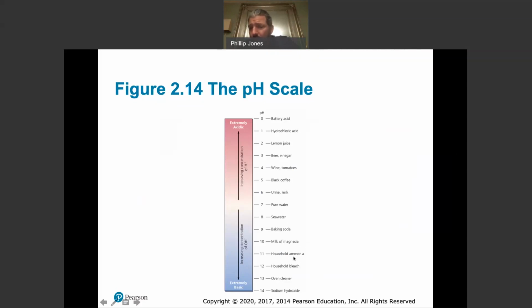Household ammonia, I don't recommend drinking that. Household bleach, that is a halogen. Chlorine will definitely kill things by pH scale alone. Oven cleaner is very, very alkaline or basic. If you want to spread that on your hands, it'll literally eat through your hands. And sodium hydroxide is probably the most alkaline, basic thing that I can think of.